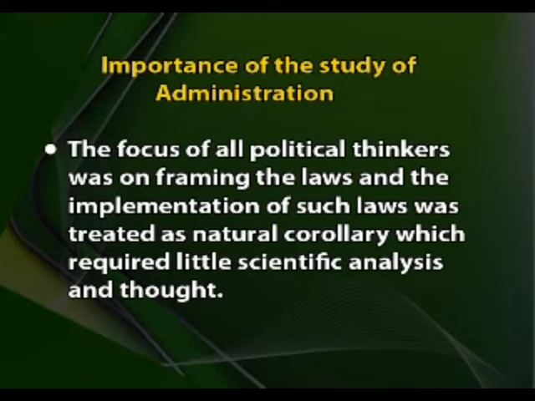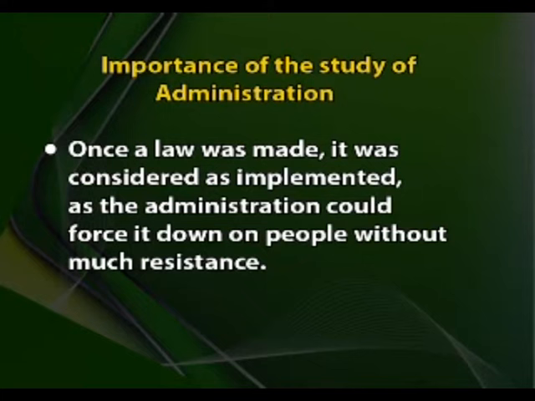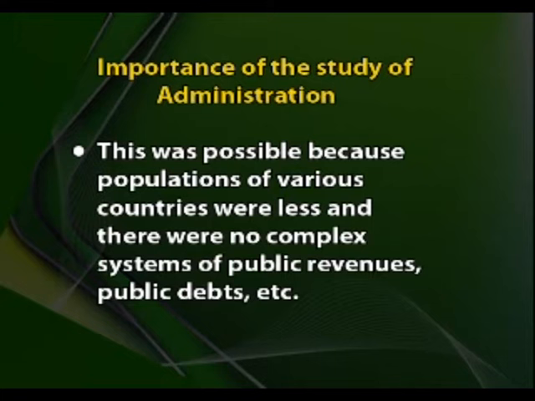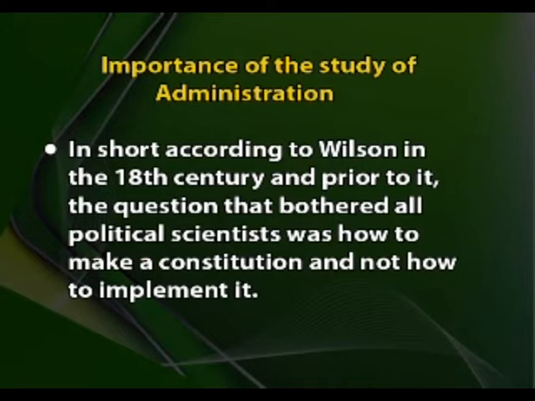Once a law was made, it was considered implemented as the administration could force it down on people without much resistance. This was possible because populations of various countries were less and there were no complex systems of public revenues, public debts, etc. In short, according to Wilson, in the 18th century and prior to it, the question that bothered all political scientists was how to make a constitution and not how to implement it.